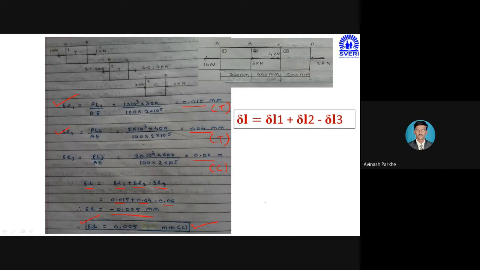Everyone, have you calculated? Have you got the answer? Please check: minus 0.005 mm. Do the calculation separately. Whatever calculations I have represented in front of you, please check. I have done the calculation of delta L1 separately. Instead of taking the area and E common, you do the delta L1 calculation separately, delta L2 calculation separately, delta L3 calculation separately. So yes, 0.015 tension, it is a wrong answer. Please check.